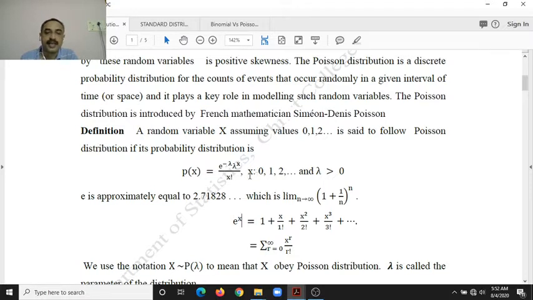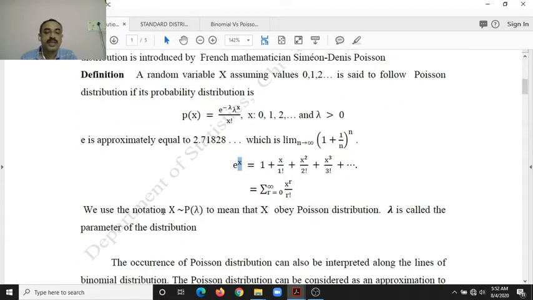Which means that the probabilities we get by putting 0, 1, 2, etc. in this equation are very similar to the terms of this expansion, 1 plus x by 1 factorial plus x square by 2 factorial plus etc., into e raised to minus lambda. Therefore, the total probability of e raised to minus lambda, lambda raised to x by x factorial for the values 0, 1, 2, etc. will be 1. And we can treat this as the starting point of getting this equation, e raised to minus lambda into lambda raised to x by x factorial.